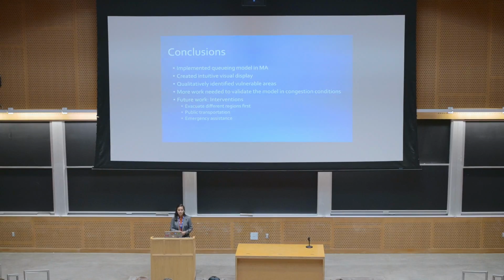Also looking at public transportation and all the people who don't have cars and looking at different methods to get out of the city. And we could also evaluate government emergency assistance and programs and see how effective those would be. So overall, we've created a baseline model that evaluates a baseline traffic level, and then we could evaluate interventions using this. So thank you.